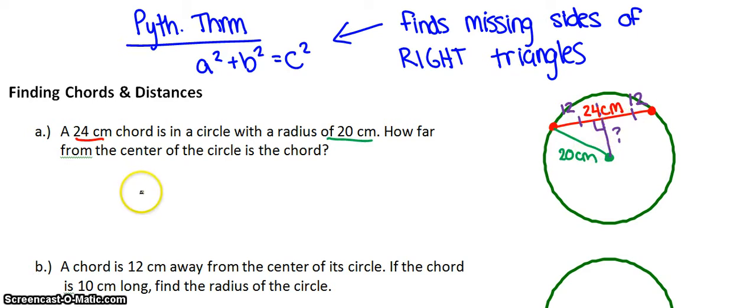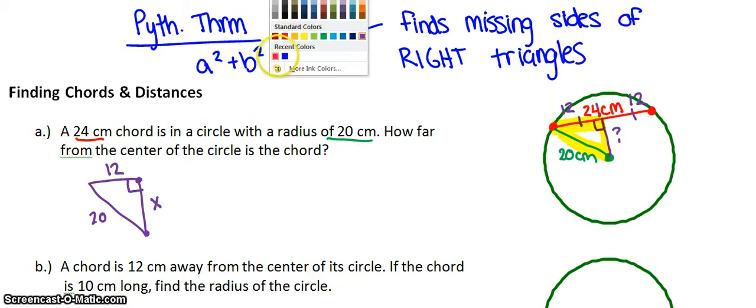So I'm just going to redraw that right triangle. Actually, I don't even need to rotate it. I'll draw it exactly how you see it there. So my radius is 20 centimeters. Okay, this piece of my right triangle, right here's my right triangle. Now the whole thing is 24, but this piece is only 12 because it got bisected or cut in half. And I'm trying to find the length of the distance between the center and the chord, which is this side. You can call it whatever you want. You can call it question mark. I'll just call it x. Okay, and here's my right angle.